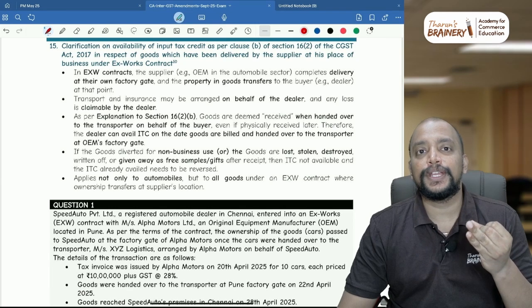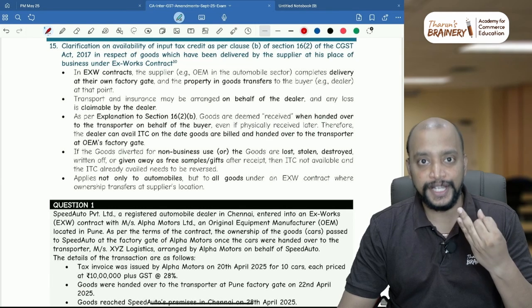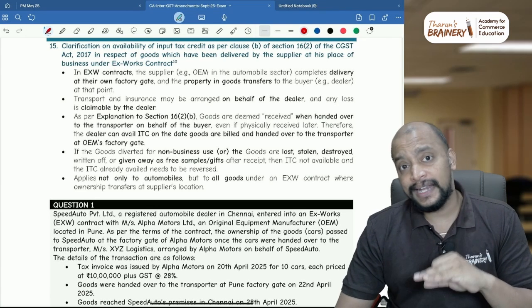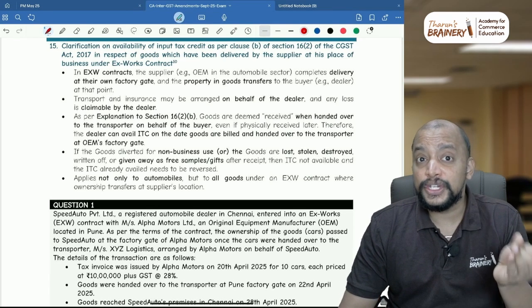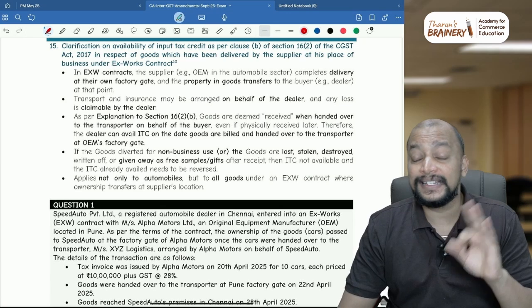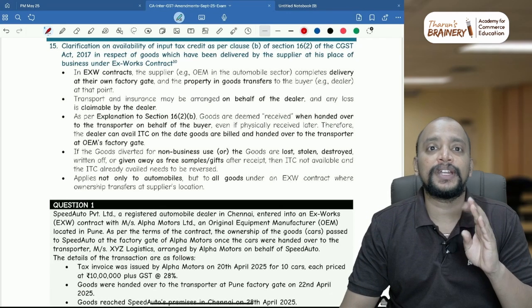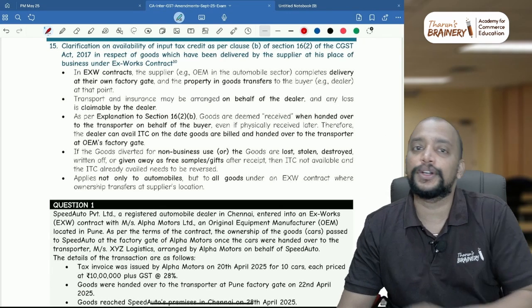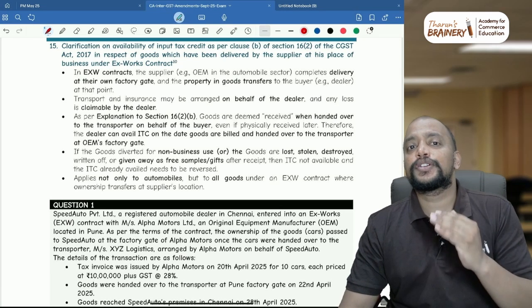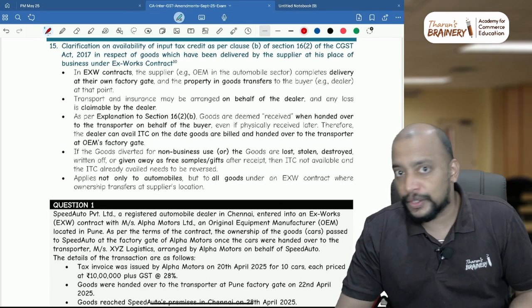The invoice supply should be used or intended to be used in the course or furtherance of business. And the person availing ITC should be in possession of a tax paid document, that is, the recipient should be in possession of a tax paid document. The recipient should have actually received the goods or services, and the recipient should file the return in GSTR 3B to avail the ITC.